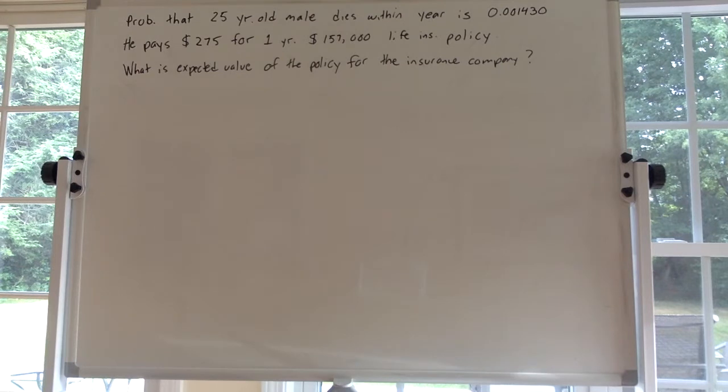So in other words, what they're asking for, you can think of expected values like the average. So they're asking, like if the insurance company sold millions of these policies, lots of these policies, on average, how much money would they make for every policy sold, right? So this is what you have to do.